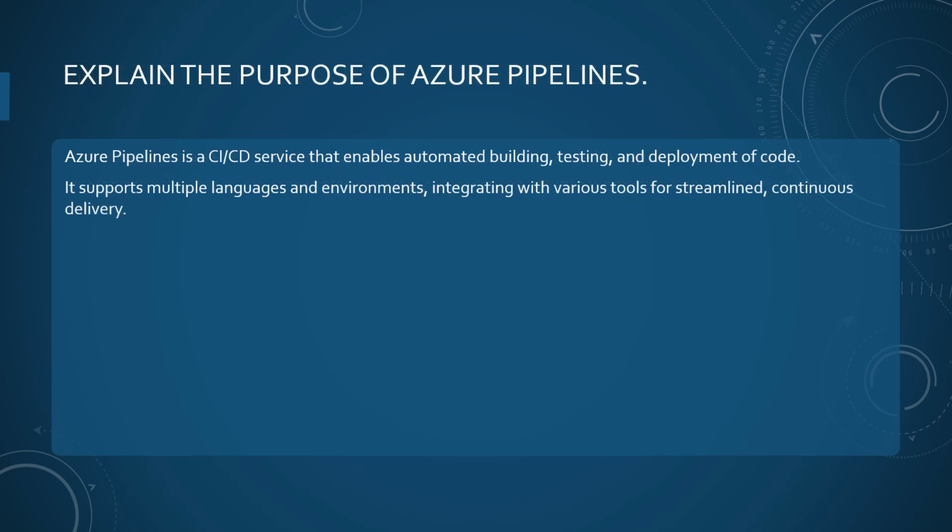Explain the purpose of Azure Pipelines. Azure Pipelines is a CI/CD service. It enables automated building, testing, and deployment of code. It supports multiple languages and environments. It integrates with various tools for streamlined continuous delivery.